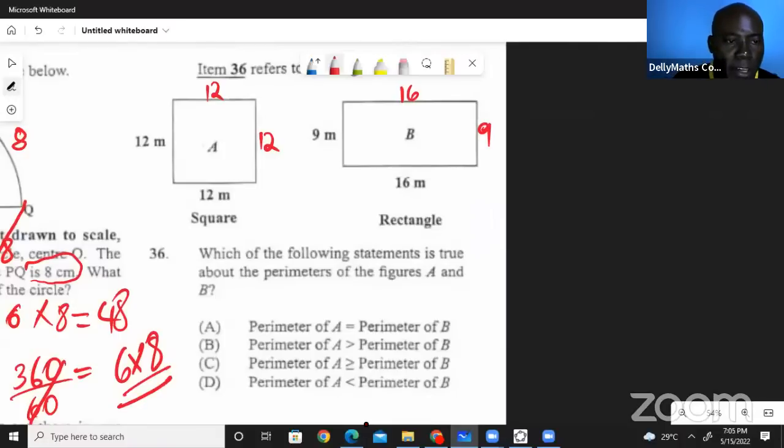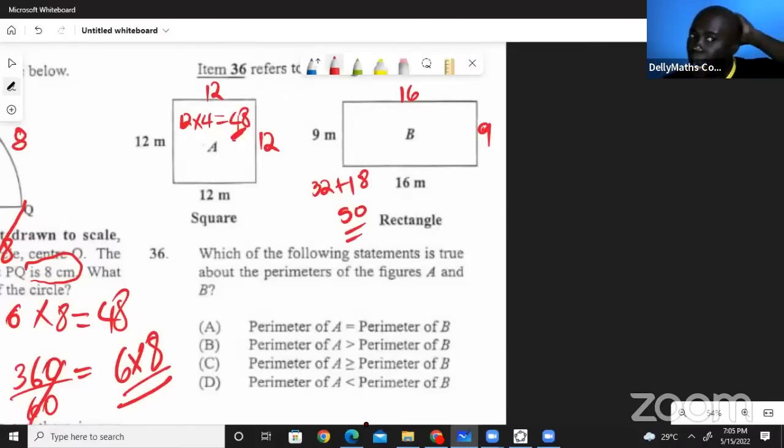So if you work out the perimeter of figure A, it's 12, 12, 12, 12, 12 fours, and that's going to give us 48 for the perimeter. Remember, it's perimeter they're talking about. So the distance along the boundary. So this one is 48. Let us work out this one. We're taking 16 and 16. That will give me 32, and 32 plus 9 plus 9, that's 18, and that looks like 50, all right? So confirm with me, we're looking at 48 for the square, and then we're getting 50. So definitely this is bigger, all right? The perimeter of B is bigger than the perimeter of A.